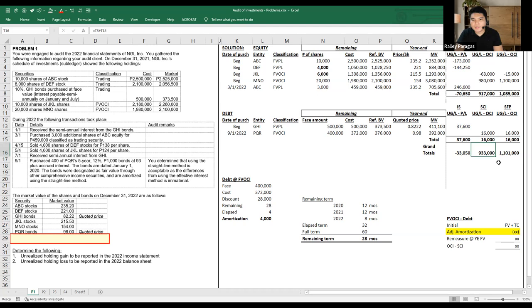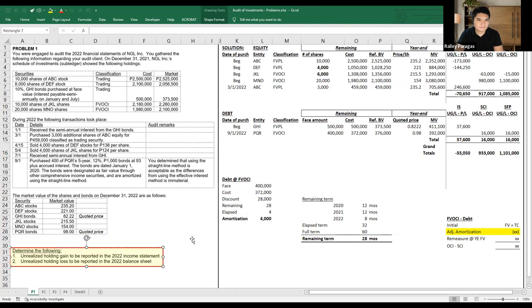And then the accumulated amount presented in our balance sheet would be 1.101 million unrealized holding gain as part of our OCI investments. So what is the problem really asking? Only two requirements, sir. Number one, unrealized holding gain to be reported in the income statement. Actually, it should be unrealized holding gain or loss, no? So we actually have an unrealized holding loss of 33,050. So this is our answer for number one.